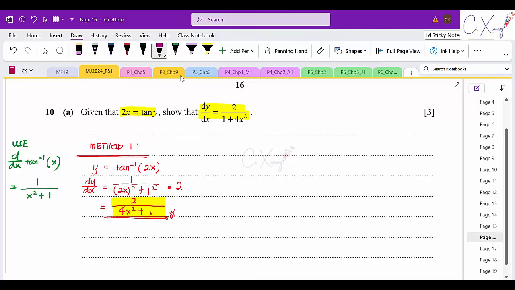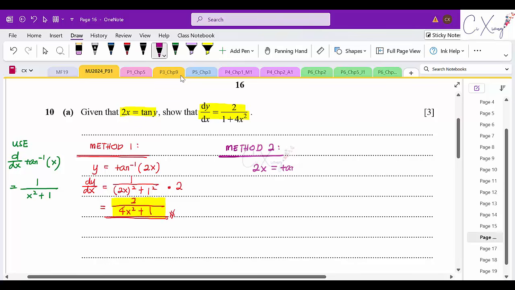Alright, so for method number 2, you can also try to consider implicit differentiation. What's the meaning of implicit differentiation? Basically, you just differentiate the equation as it's shown. This is the original equation, tangent y equals 2x. So I directly differentiate it. Differentiate 2x, I get a 2. By right, you should write dx over dx, but dx over dx is 1, so usually we don't write out the 1.